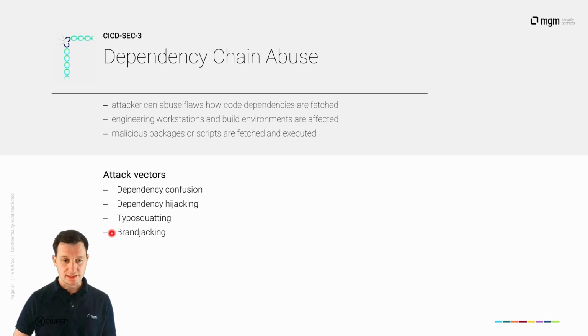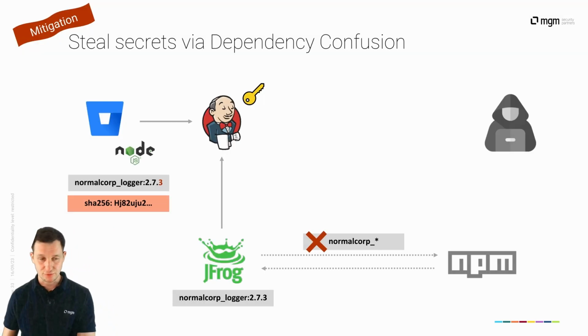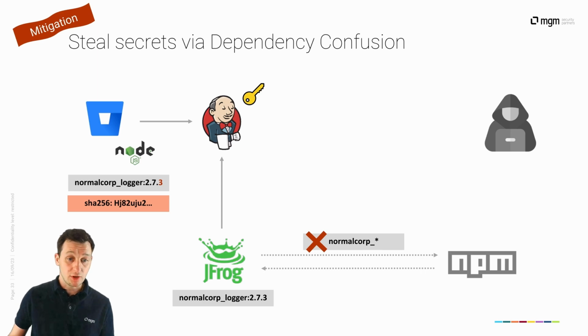Okay, so these are the attack vectors, and now what could we do? What could be a possible mitigation for that? First of all, we should always use fixed versions. So instead of 2.7.*, we should use 2.7 point something, and in this case at this point in time it was version 3, the latest and greatest. So we should consider using the explicit version here.